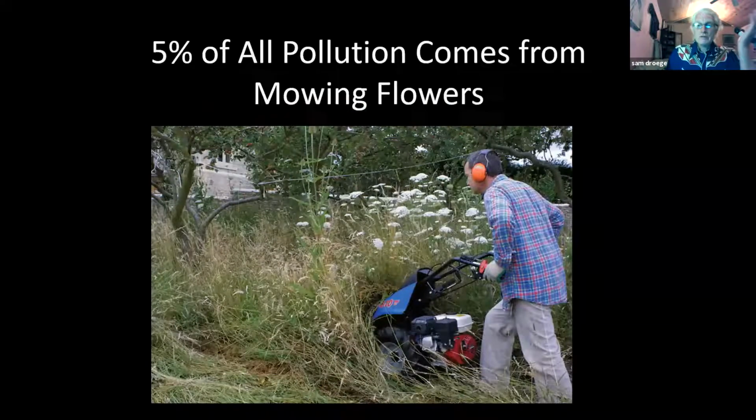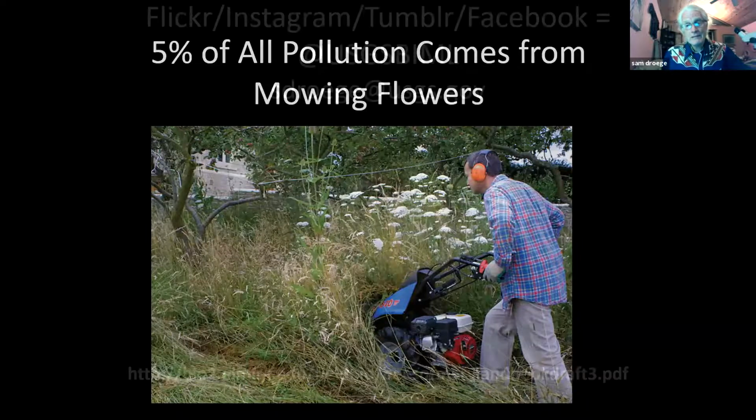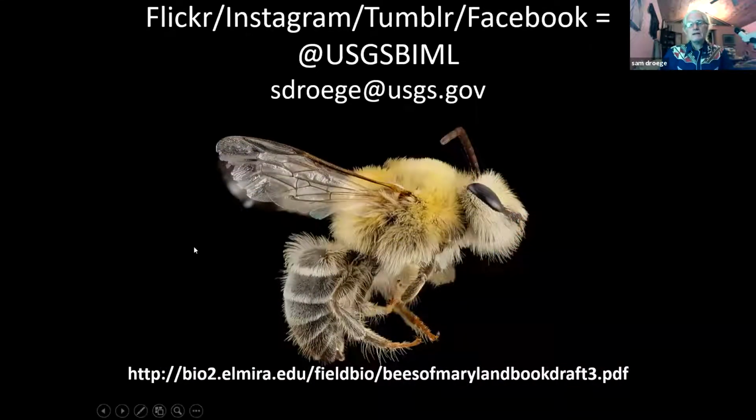Just a generalization here. EPA estimates 5% of all air pollution comes from lawn equipment of some kind. And I look at it as lawn equipment. If you're mowing the grass, you're mowing flowers, and you just do that calculation. Flowers divided by 5, or how many baby bees you've removed from the environment by that. So decreasing mowing, good thing. This is my last slide.